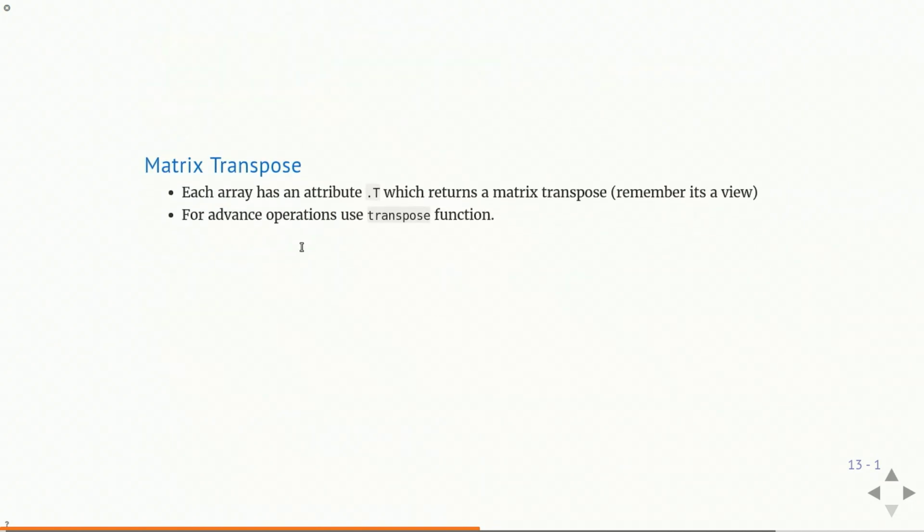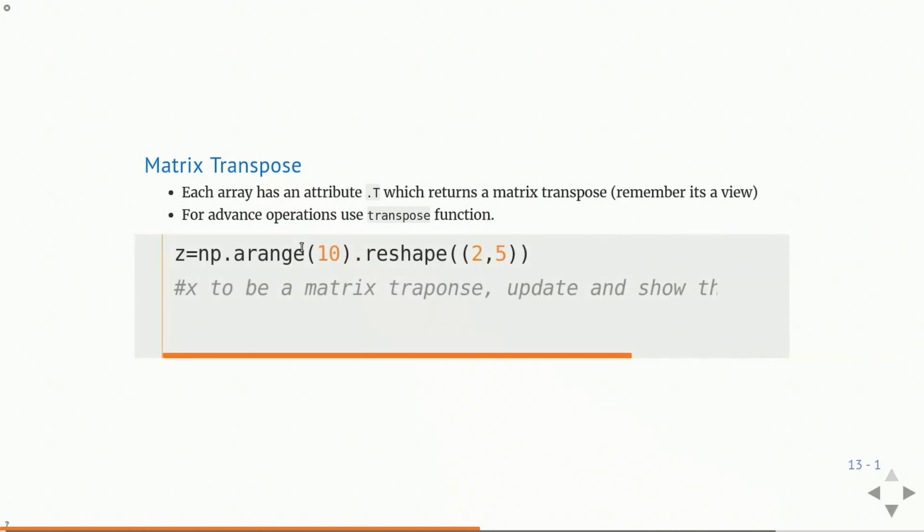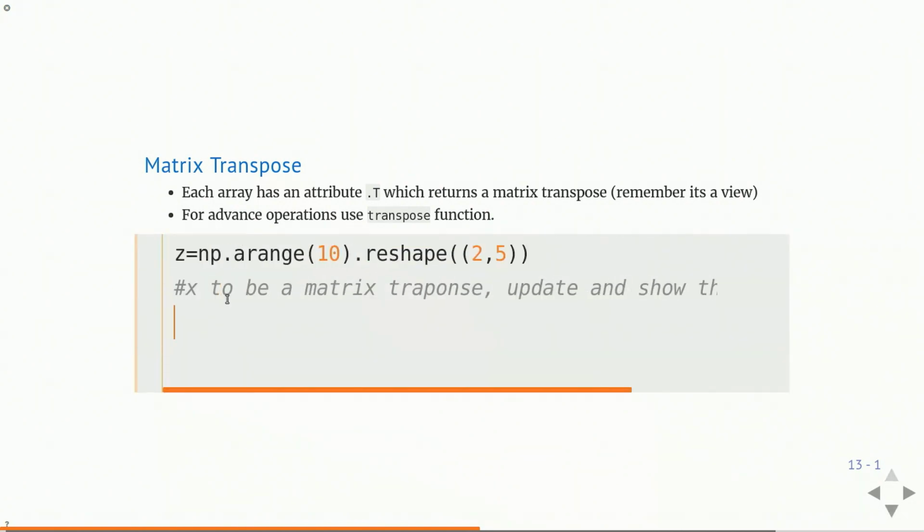Let's start with matrix transpose. Each array has a built-in attribute .T that returns the transpose of the matrix. For advanced operations, one will need to use the np.transpose function. Remember that the .T attribute returns a view of the array data, not a copy. So let's see .T in practice.